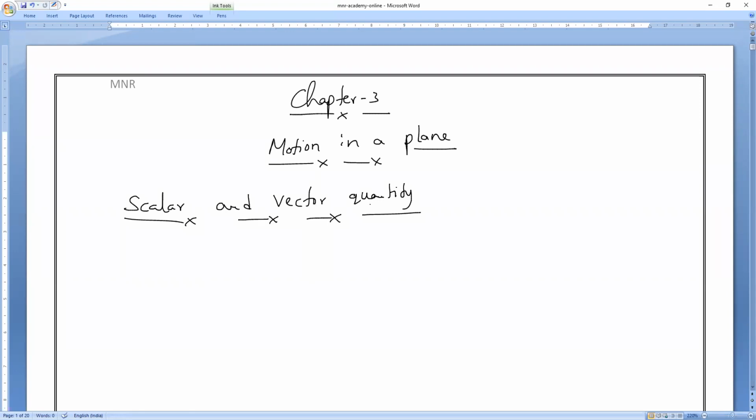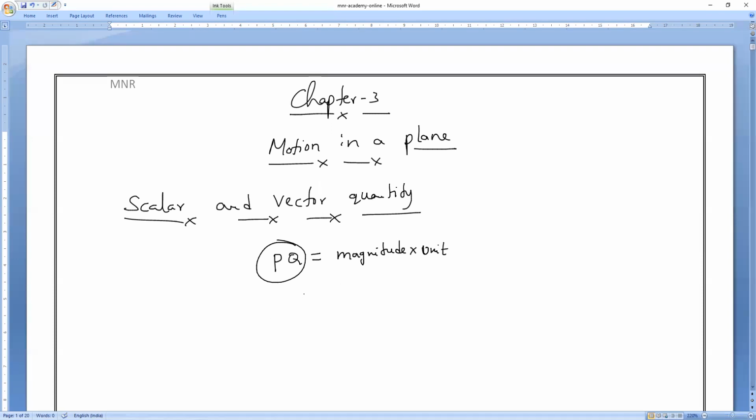Yes, sir. Now, if you take any kind of physical quantity, as I already taught you in the first chapter, a physical quantity is actually a combination of two things: magnitude into unit. That is what we call a physical quantity.